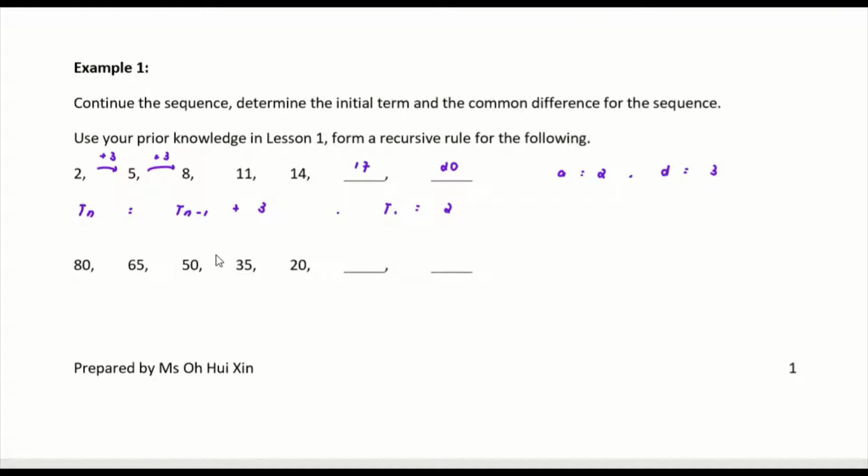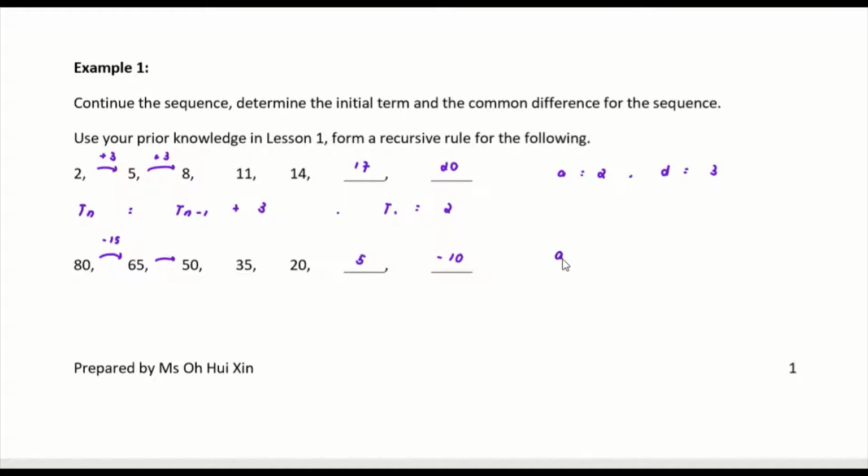Okay, let's look at the last one. When you try to find the common difference, same thing, we use any term minus the previous term. So 65 minus 80, then you get negative 15. Which means that for us to get 65 after 80, it will be minus 15, and we continue to minus 15 for each term. After 20 minus 15, we get 5. After 5 minus another 15, that's negative 10.